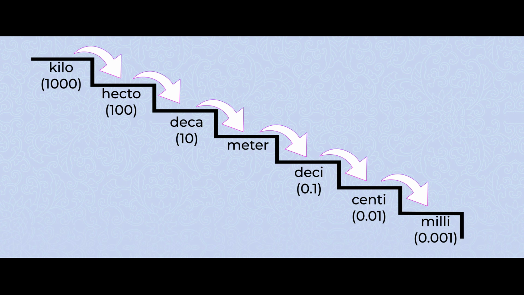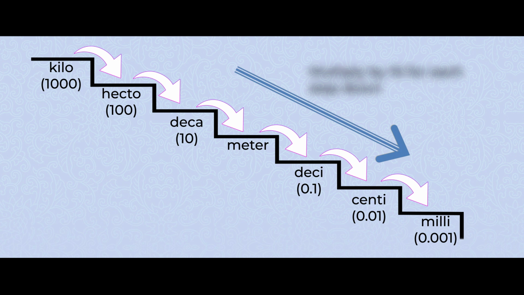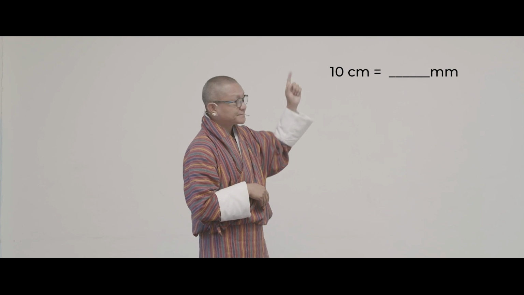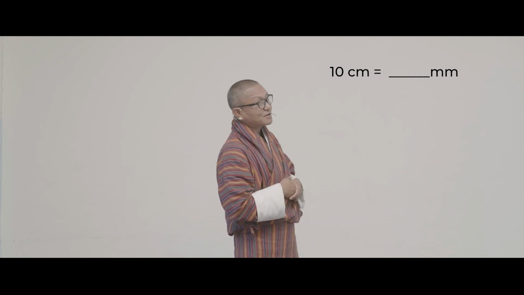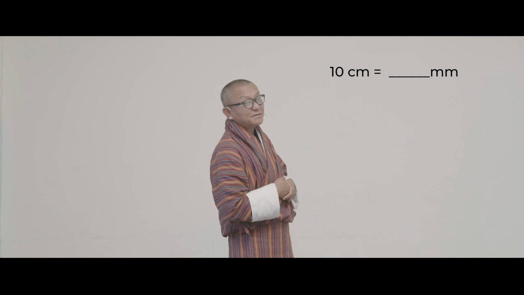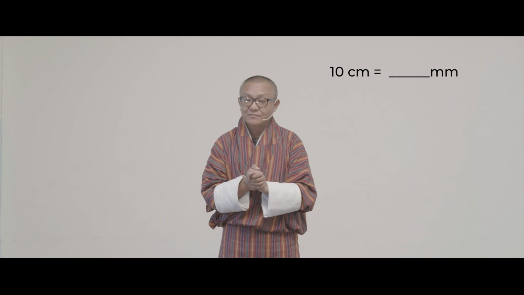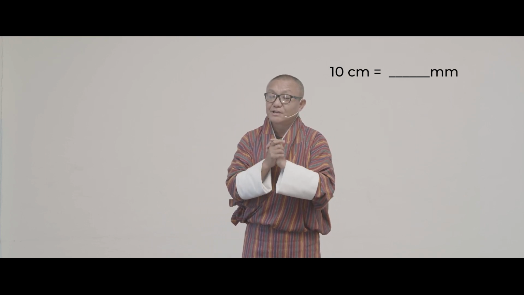Now, if you are asked to convert a unit from a greater unit to a smaller unit, we need to multiply by 10 for each step you move. Okay, let's take an example and see how it works. We have a question here. 10 centimeter is equal to how many millimeter? Now, look at the unit carefully.